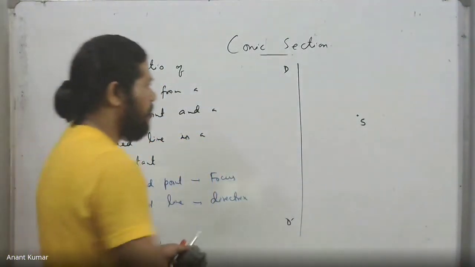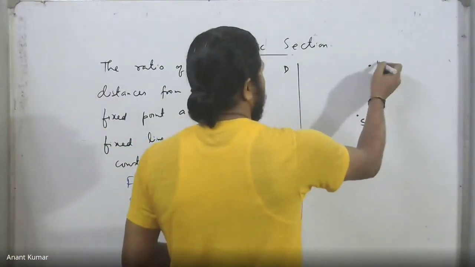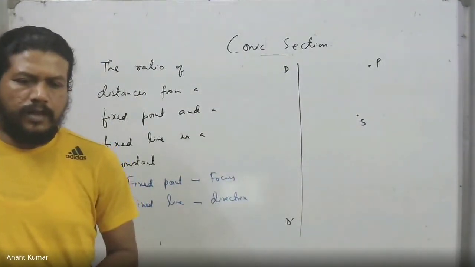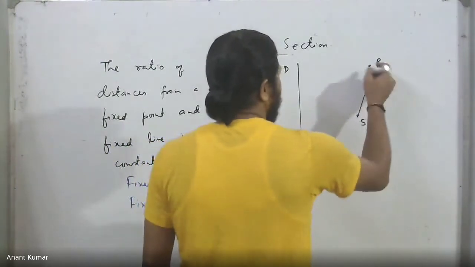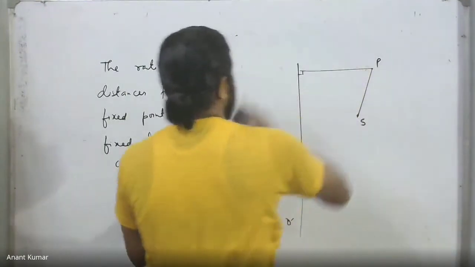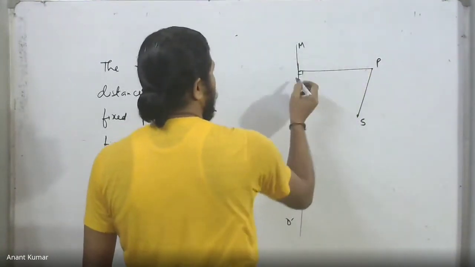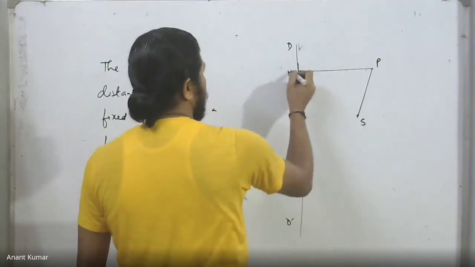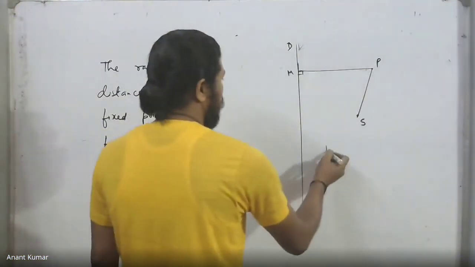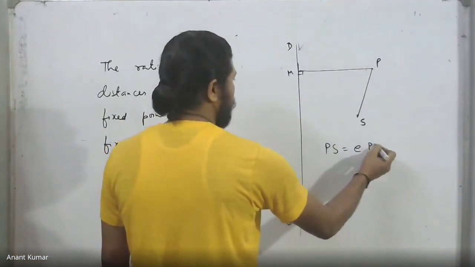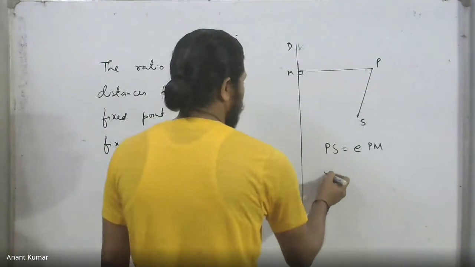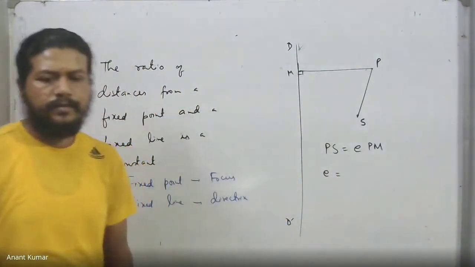in that case, the requirement is that if I take some point P, which lies on the curve, the conic section, and I join PS and the perpendicular distance, let's take it as PM. Sorry, M is over there. So we require in this case PS upon PM equal to a constant, or you can write PS is E times PM, E being the constant, which is called the eccentricity.